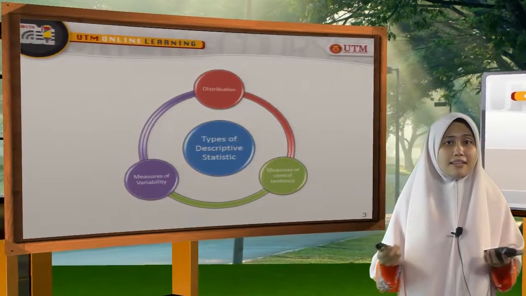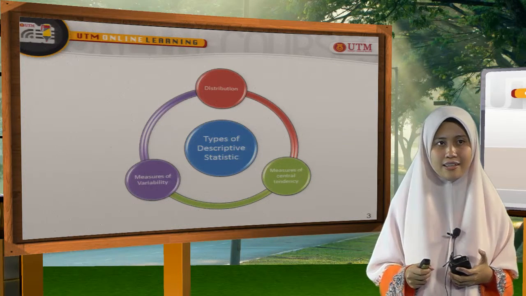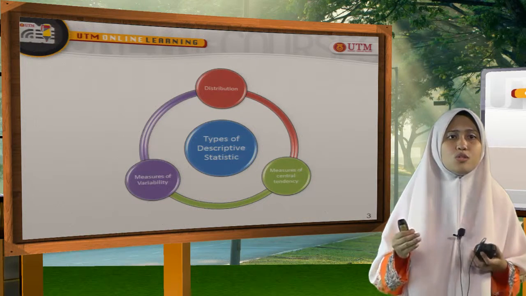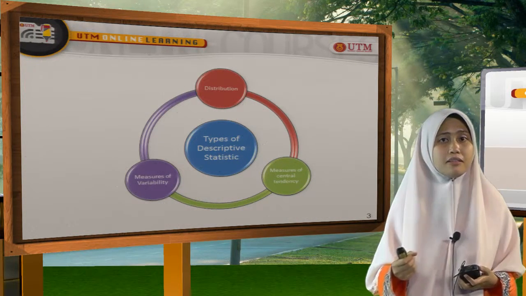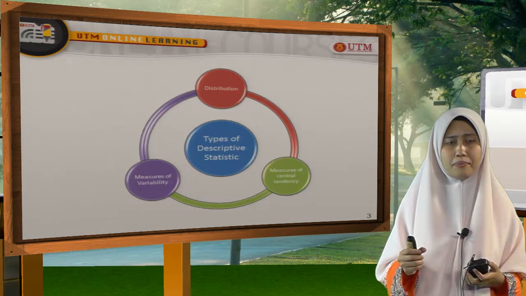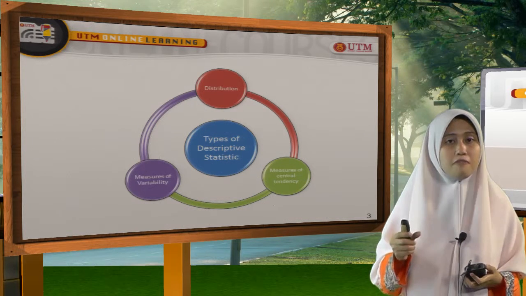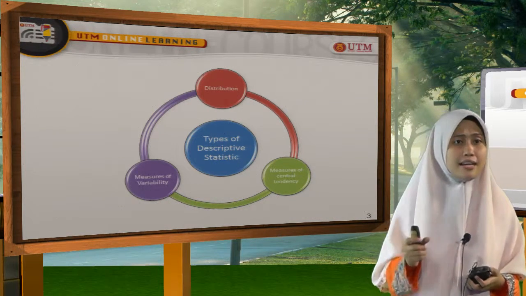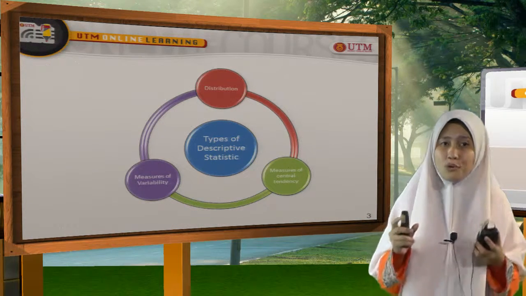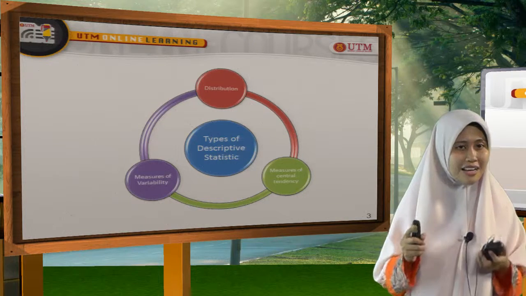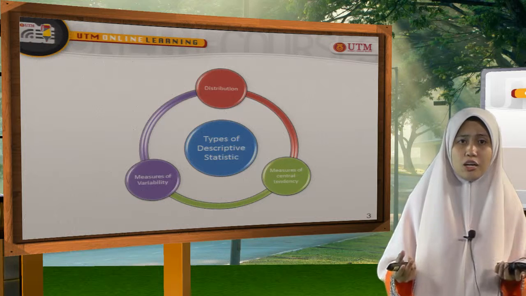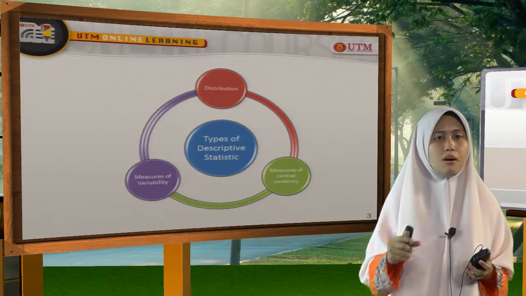Now, let's look at types of descriptive statistics. The first one is distribution. Graphs are always used to represent the data and enable the researcher to see what the distribution of scores looks like. The second one is measures of central tendency. It enables the researcher to determine the typical or average score of a group of scores. And the last one is measures of variability, which enables the researcher to indicate how spread out a group of scores are.